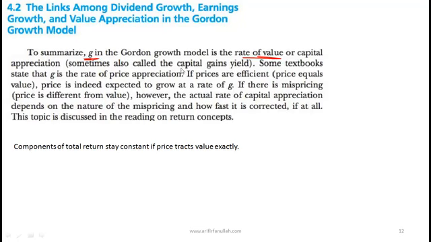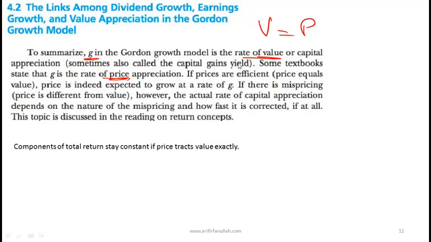Sometimes this is also called capital gains yield. So if the stock is currently valued at 100 and g is 10%, you are expecting the stock price to go up at the rate g. Some textbooks state that g is the rate of price appreciation, so that is fine. This is fine if prices are efficient. So if value and price are the same thing, then you can say that g is the rate of value appreciation or the rate of price appreciation.